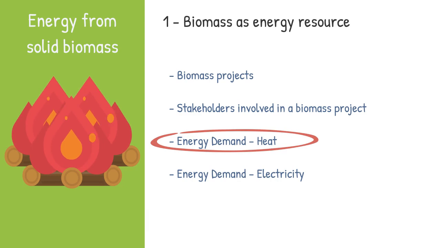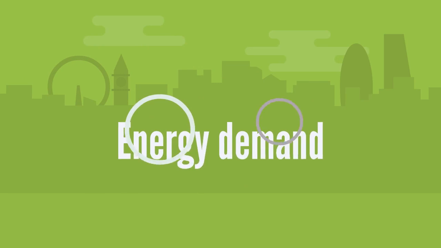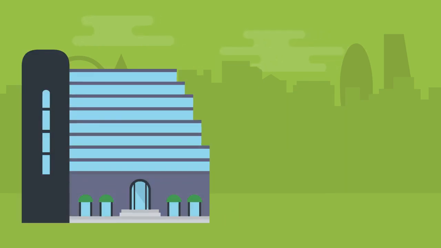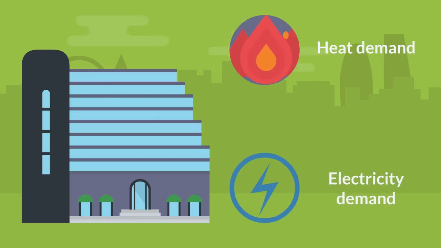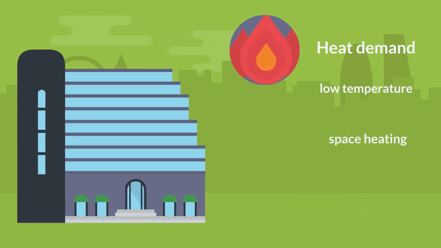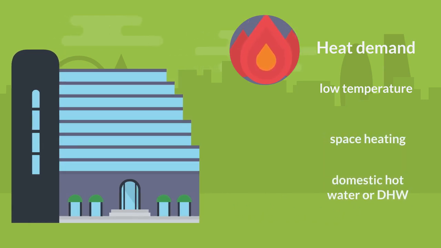After the analysis of project stakeholders, let's focus now on the calculation of the energy demand. When sizing an energy supply solution, the first and foremost design parameter to determine is the expected demand, specifically the heat demand and the electricity demand. Heating demand is broadly divided into low temperature demand for space and water heating, and high temperature demand for process heat in industry. This video is about low temperature demand for space heating and domestic hot water, or DHW.